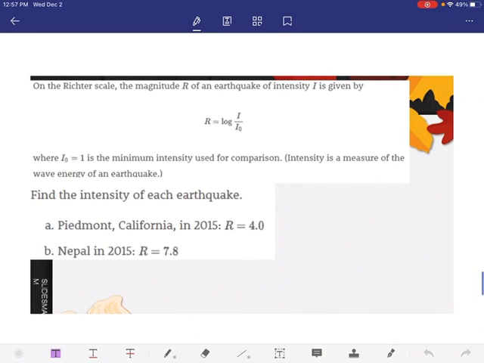Alright, in our last example, we have a logarithmic example, and it's using the Richter scale, which measures the magnitude of earthquakes, which has become more prevalent in Oklahoma, so we've gotten a little bit more familiar with it. So it says on the Richter scale, the magnitude R of an earthquake of intensity I is given by R equals log of I divided by I naught, or I sub 0, where I sub 0 is equal to 1 is the minimum intensity used for comparison.